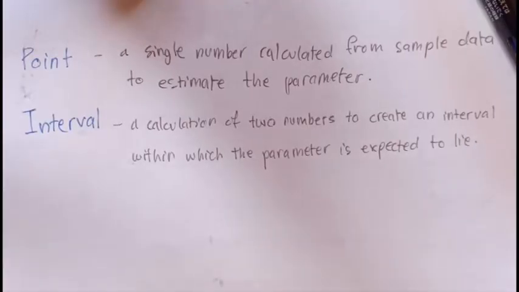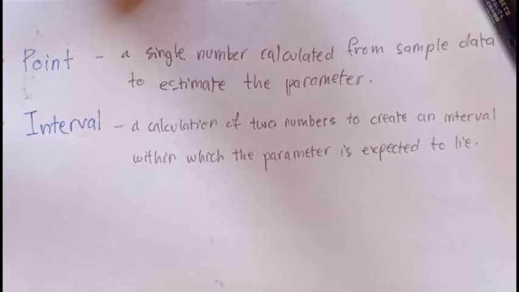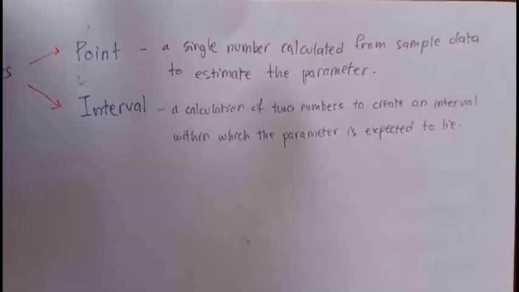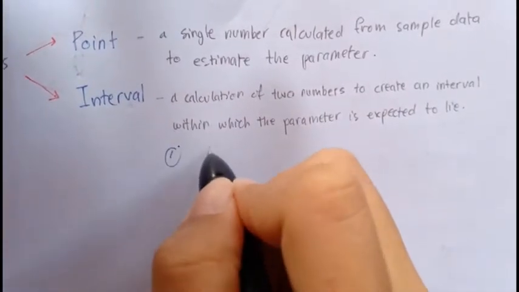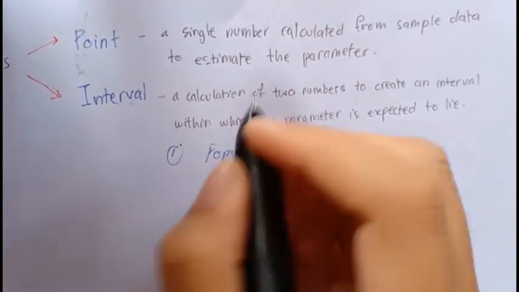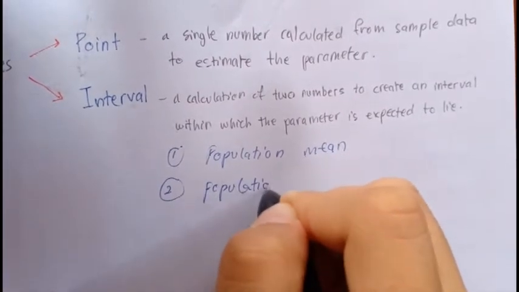The next type of estimate is the interval estimate. The interval estimate is a calculation of two numbers to create an interval within which the parameter is expected to lie. Usually, the interval estimate is stated in terms of level of confidence. The interval estimate can also be divided into two: the interval estimate of a population mean, and the interval estimate of a population proportion.